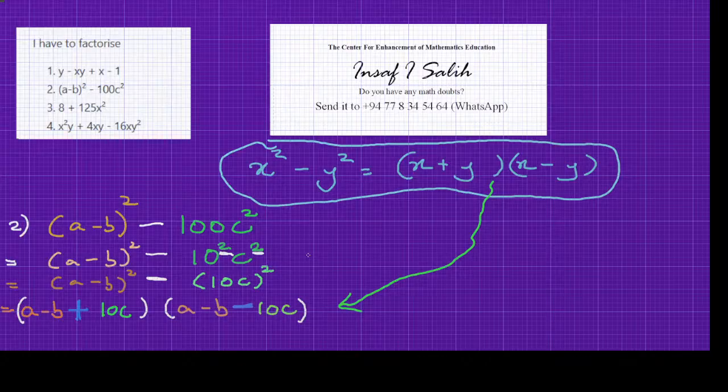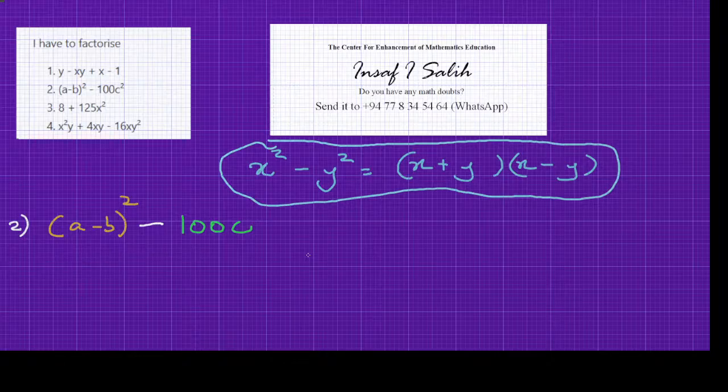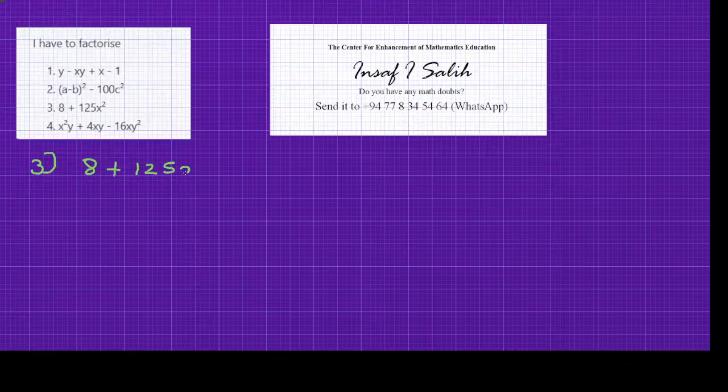Question number 3, you're going to check whether you have typed the correct question. What I feel is question number 3 is not typed properly here. What I feel is the question should be 8 plus 125 x cubed. But what you have typed is x squared. Can you check whether it's a typo and confirm it to me?